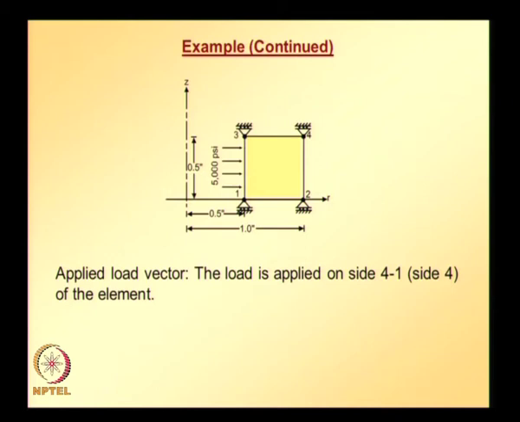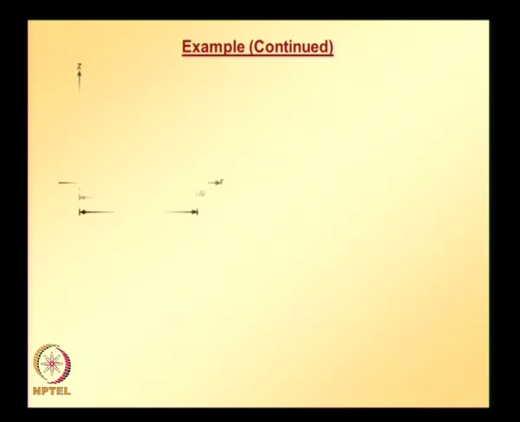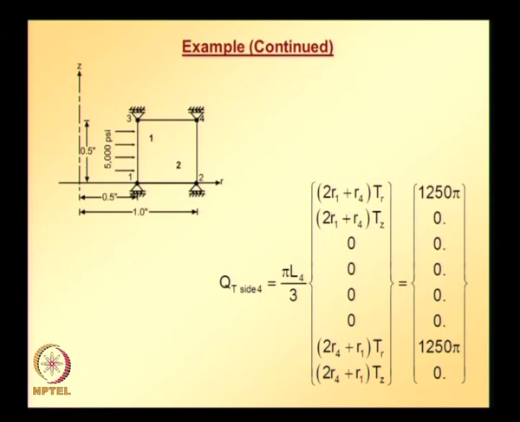So, the load is applied only along side 4 1 or side 4, and the radial component and axial component of tractions are given here. And we also need to note the length of this side. The length of side 4 is 0.5. So, substituting all these quantities into the equivalent nodal load vector formula, we get this.